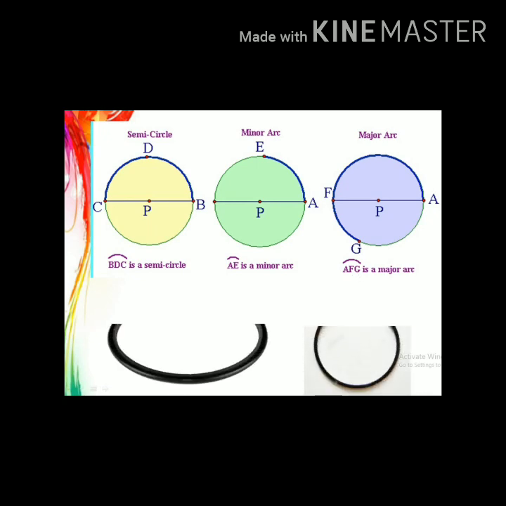In a bangle, we can find major arc and minor arc like this. It's a bangle. The minor arc is this and the major arc is this part. So when you think about arc, minor arc, major arc, just think about a bangle. The pieces of bangles we can take as the example of arc.